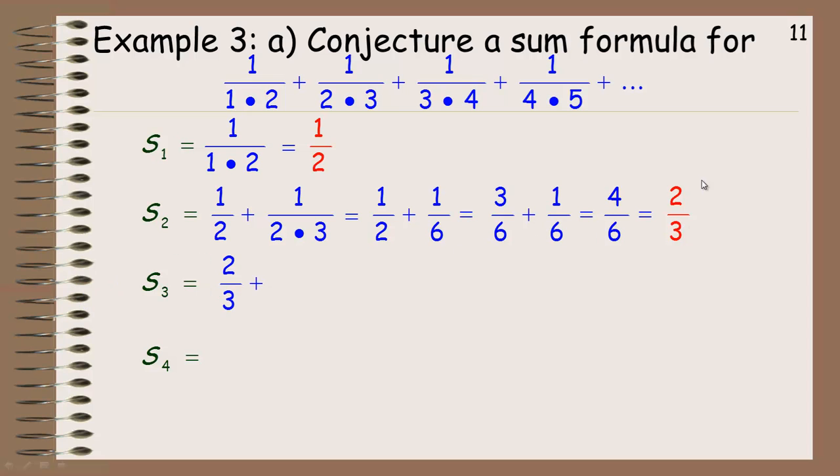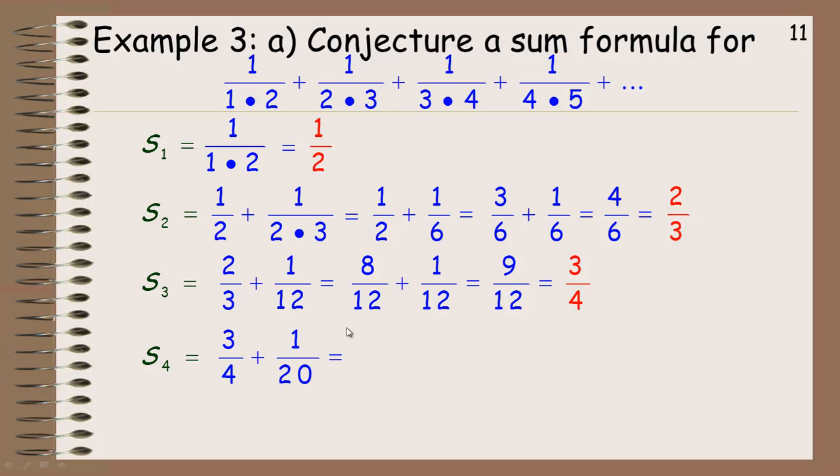The third sum would be the sum of the first two terms, which is the 2/3, plus the next term, which would be 1 over 12. And if we get a common denominator, multiplying the 2/3 by 4 top and bottom, we get 8/12. 8/12 and 1/12 is 9/12, which reduces to 3/4. And hopefully you're seeing a pattern here in the 1/2, 2/3, 3/4.